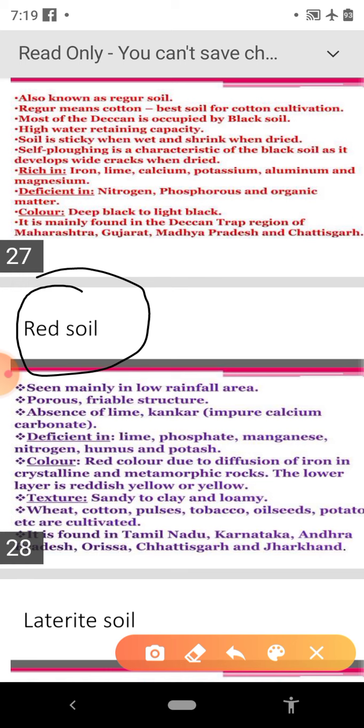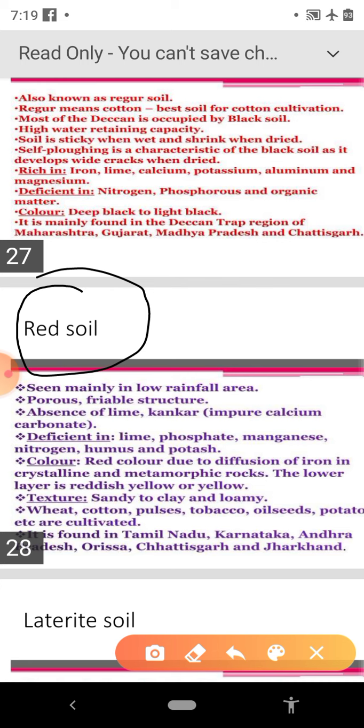Now we'll discuss the characteristics. Soil is loamy in deep depressions and in uplands. It consists of loose gravel and highly coarse materials. The color of this soil is generally red, often grading into brown, chocolate or yellow. The red color is due to wide diffusion of iron rather than high percentage of iron content. It looks yellow when it occurs in hydrated form.